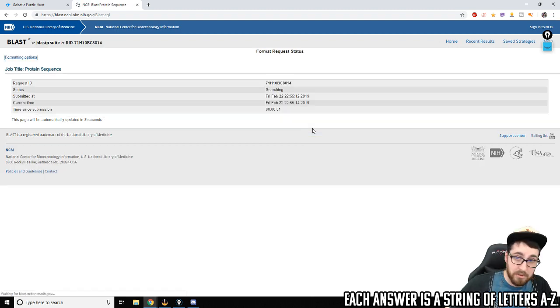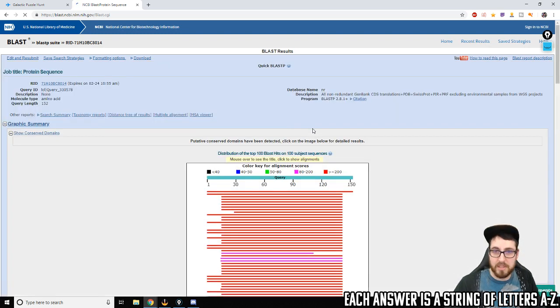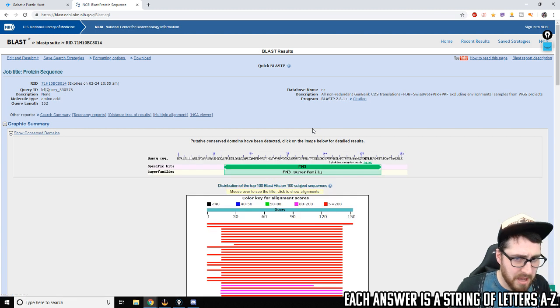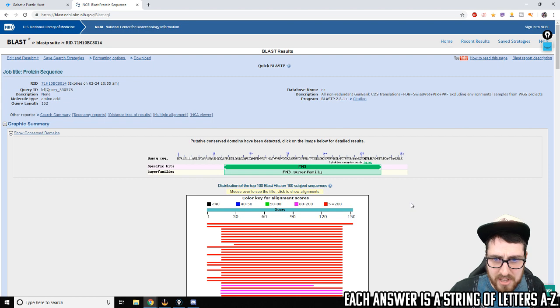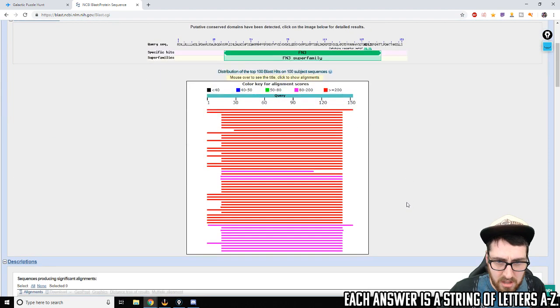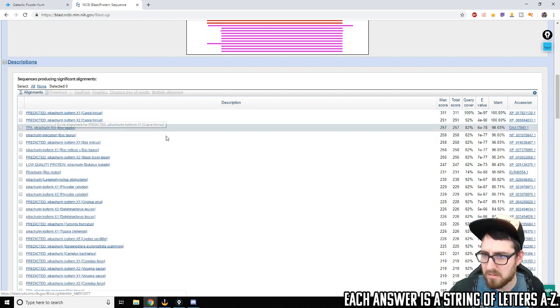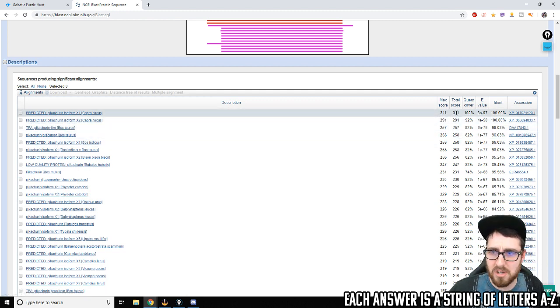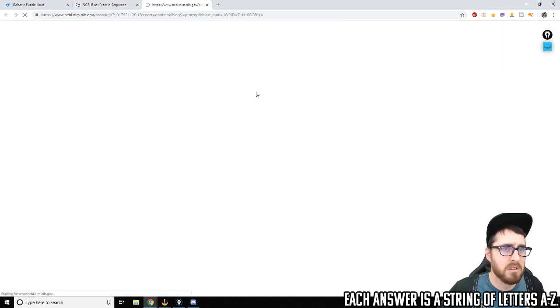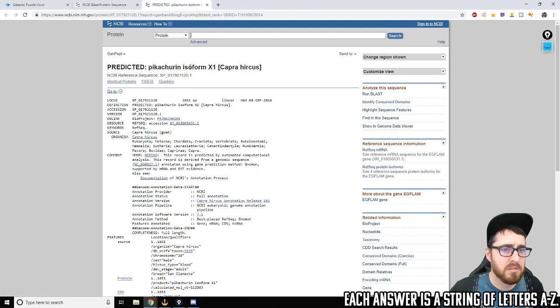I have no idea what I'm doing. Seriously, I have no idea what I'm doing. I expect this to be a hard dead end. Molecule type amino acid. That's good. Database name in R. For detailed results. Okay, so we got max score, total score, 100%. We got the Pikachurin isoform X1.